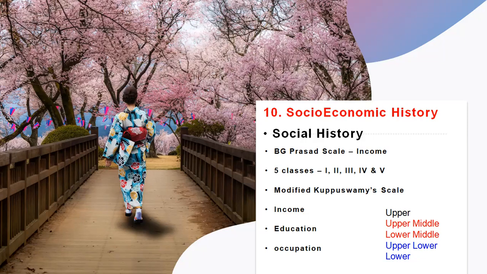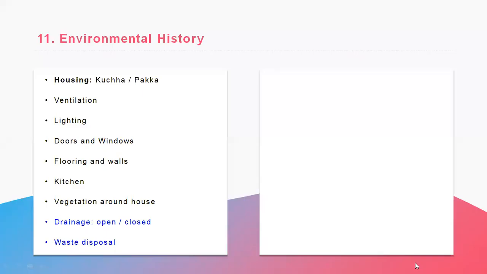In the modified Kuppuswamy scale, we have 5 classes, labeled as upper, upper middle, lower middle, upper lower, and lower. Actually, there are 3 major classes: upper, middle, and lower, but the middle and lower are further classified into 2 groups, so there are 5 classes again. If you are applying the modified Kuppuswamy scale, you should comment in terms of upper, upper middle, lower middle, upper lower, and lower class of socioeconomic status. Next is environmental history, which is very, very important.